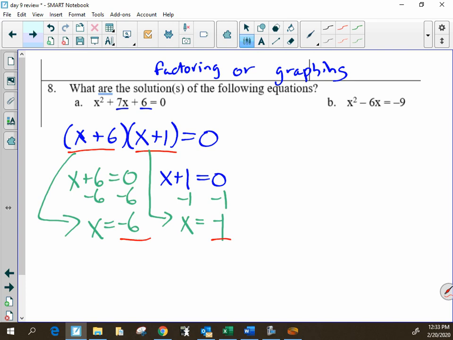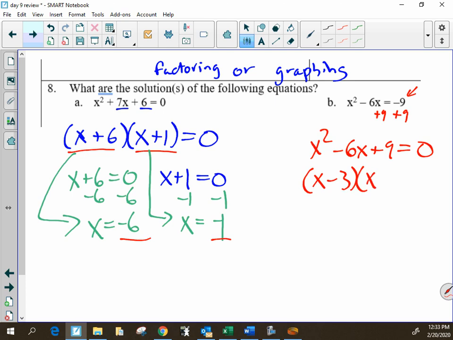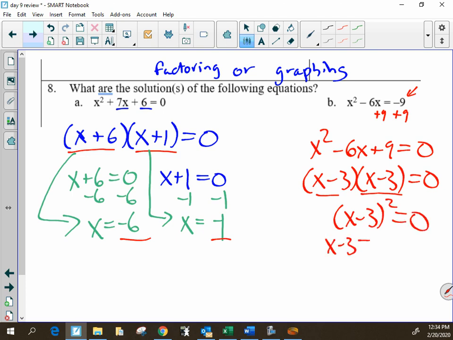Here, the key is that to use a zero product property, you have to set it equal to 0. So I'm going to add 9 to both sides. And I'll get x squared minus 6x plus 9 equals 0. So that's going to factor as x minus 3 times x minus 3 equals 0. And what you'll notice is these 2 factors are the same, so it can be written as x minus 3 squared equals 0. But then x minus 3 has to equal 0, in which case x equals 3.